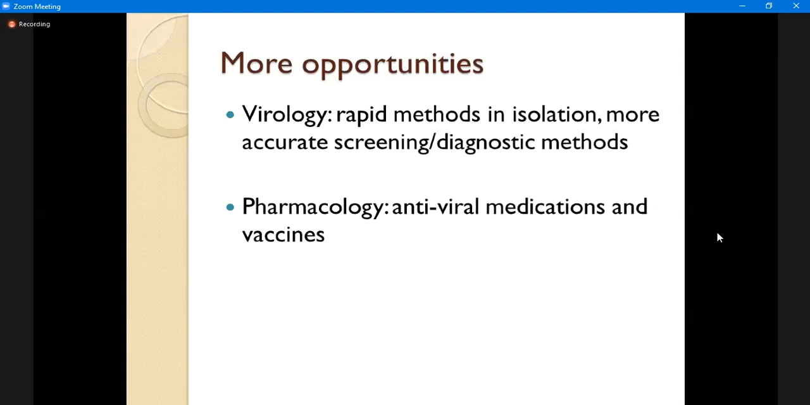And also pharmacology, because it depends on pharmacology, what I call antiviral medication, and also vaccinations, so clinical trials, and this and that. There'll be a lot of avenues in those areas in the years to come.